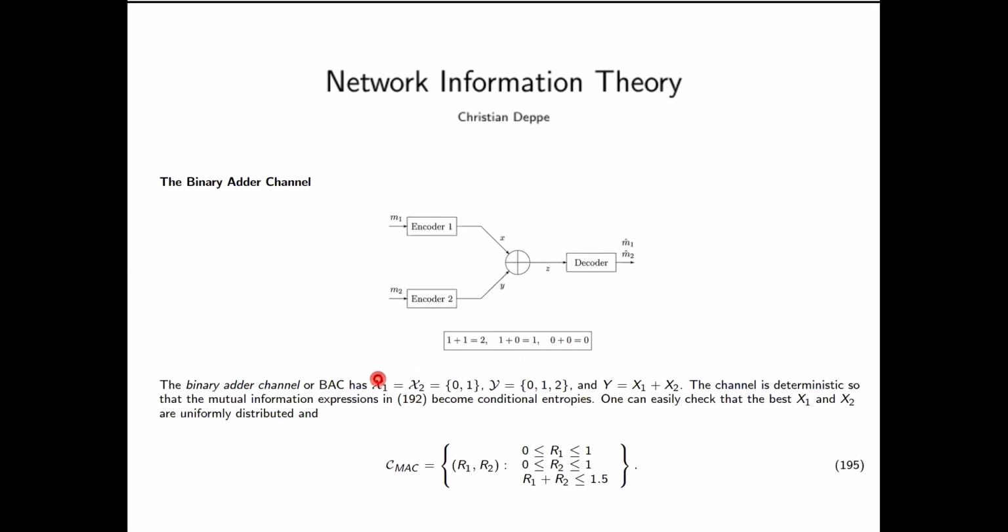So the binary adder channel, as you see, has a binary input alphabet, so x1 and x2 are in {0, 1}, and the output alphabet has 3 symbols: 0, 1, and 2, and y is equal to x1 plus x2. So the channel is deterministic. So the mutual information expressions in the formula before became entropies, and we get this region here.